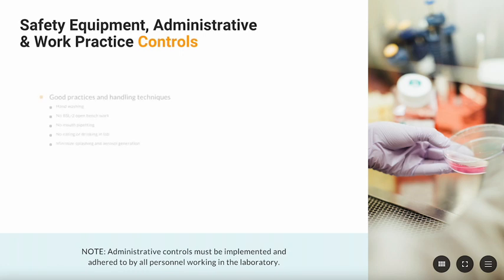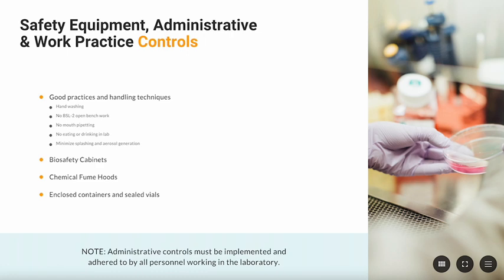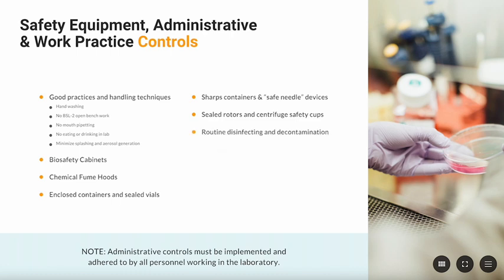Safety equipment, administrative controls, and work practice controls are critical elements to ensure the safety of laboratory personnel. Administrative controls, such as standard operating procedures, must be implemented and followed by all personnel working in the laboratory. These procedures help to minimize the risks of exposure or accidental release of hazardous materials. Additionally, work practice controls must be established and followed to reduce the risk of exposure to biological hazards. It is important that all laboratory personnel understand and follow the safety equipment, administrative and work practice controls to minimize risks and ensure a safe working environment.